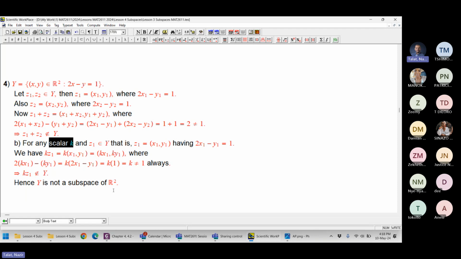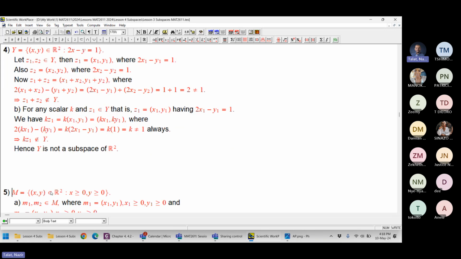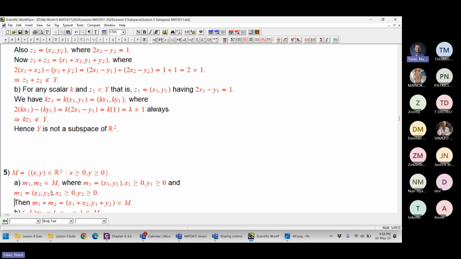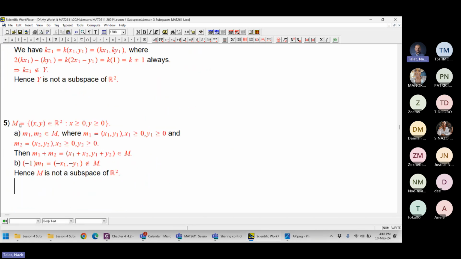For example, if we take k equal to 0 or k equal to 1 or k equal to 2, then this is not satisfying. This is satisfying only when the value of k is equal to 1. So it means k times z1 does not belong to Y, and hence Y is not a subspace of R square.